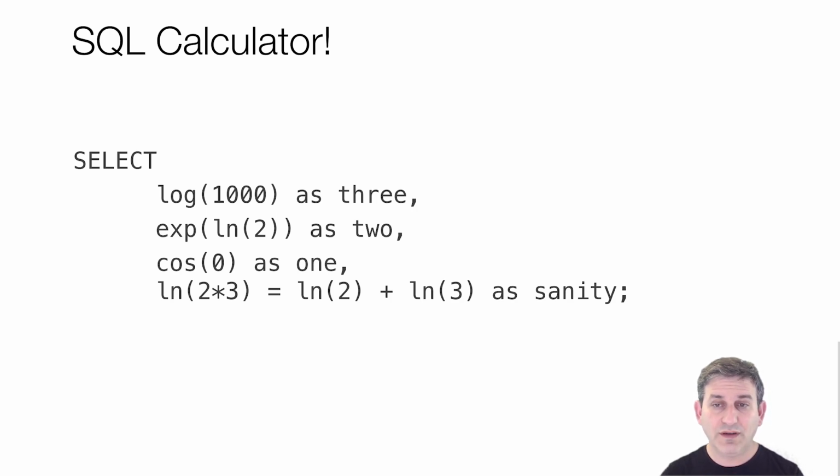So it's going to return one column called 3, which is going to contain the log of 1,000. It's going to return a second column called 2, which is going to return e to the log of 2. It's going to return a third column, cosine of 0. And it's going to return a fourth column called sanity, which is going to check that the log of 2 times 3 equals the log of 2 plus the log of 3. Okay, and you should be able to make sense of what the output of this query looks like. It's going to be a single row with 4 columns, 3, 2, 1, and sanity. And you should understand what the values would be in those columns.